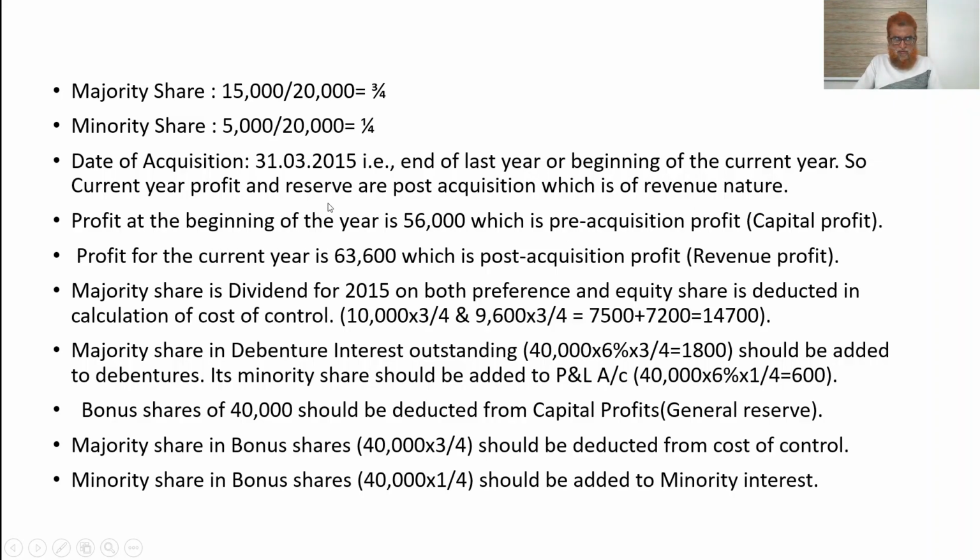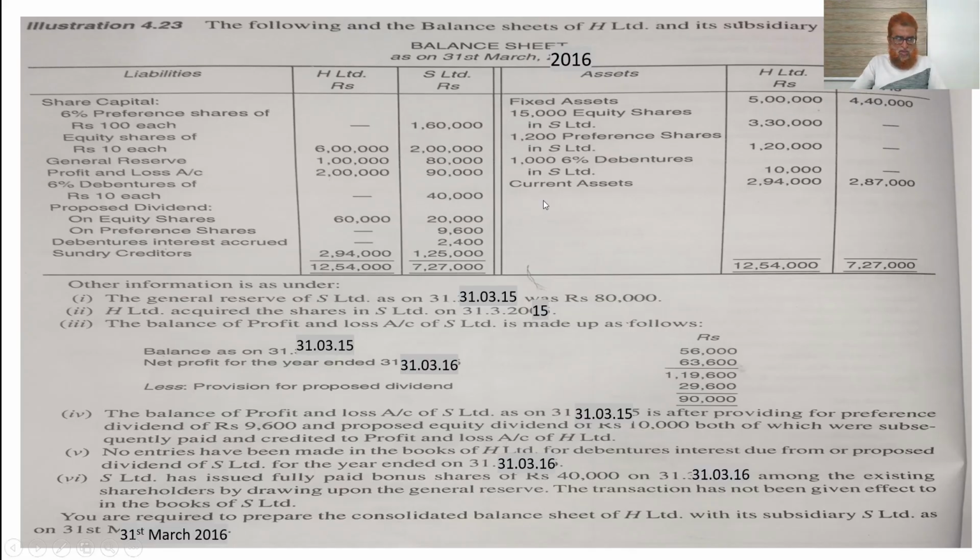So the current year profit and current year reserve are post-acquisition reserve and post-acquisition profit, both of which are of revenue nature, revenue profit and revenue reserve. Profit at the beginning of the year, as I told from the problem, 56,000, is pre-acquisition profit, which is a capital profit. Profit for the current year 63,600 is a post-acquisition profit, which is a revenue profit. This is what we have explained. These two points relate to the third adjustment.